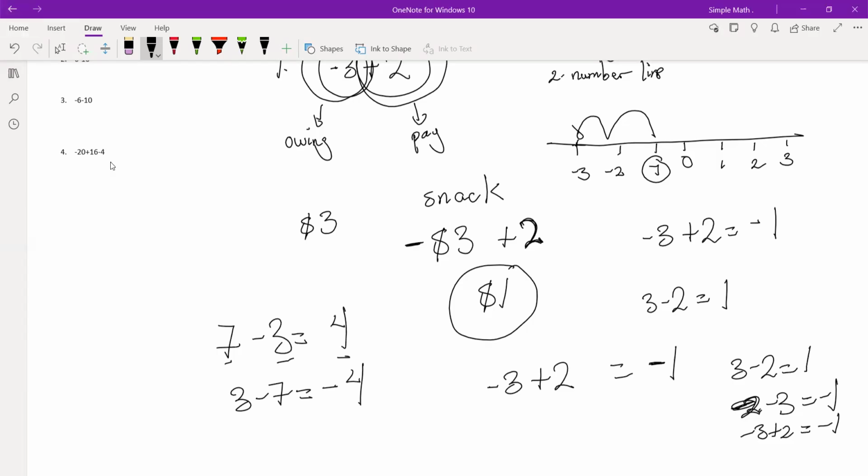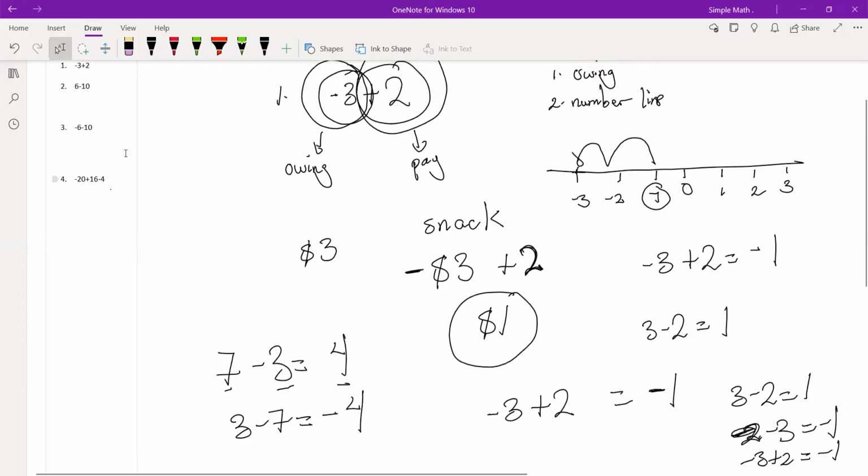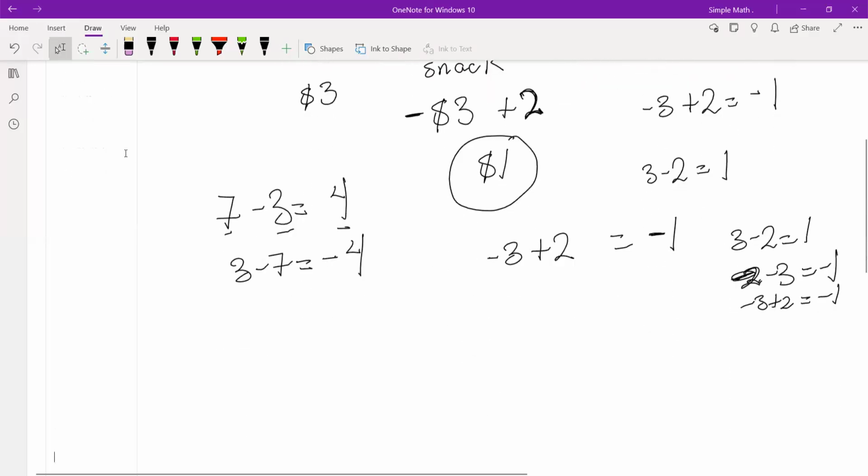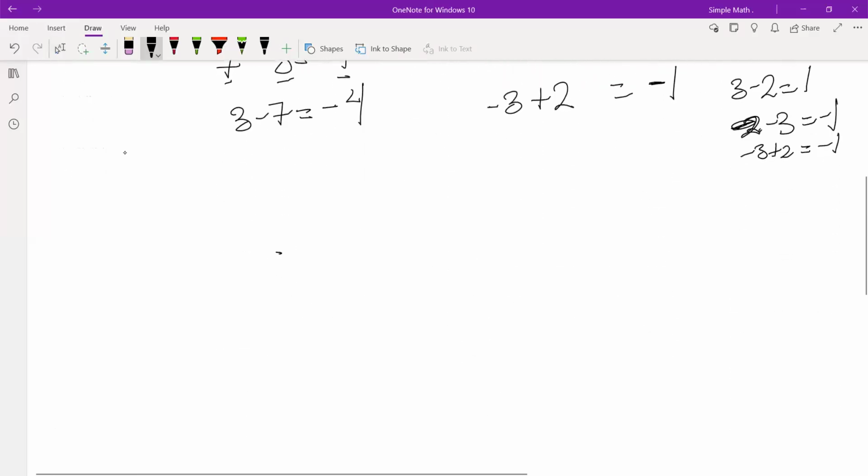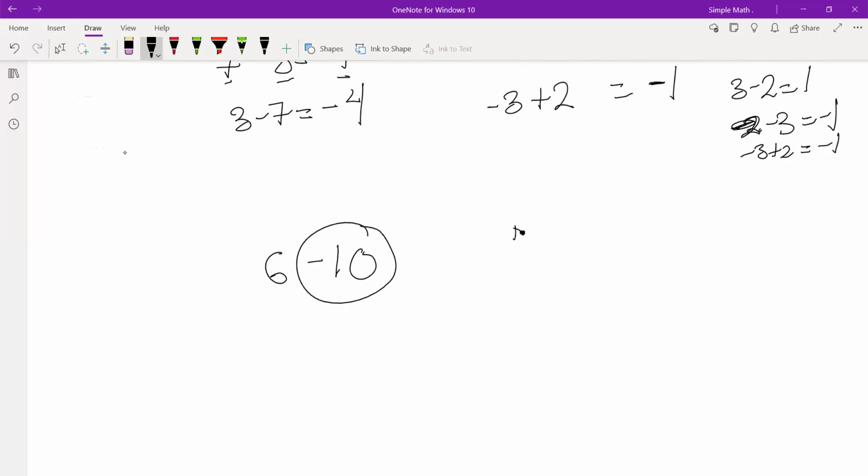But let's go to number 2. We have 6 minus 10. So again, you can use the concept of somebody owes you $10, but then they just pay 6. So how much do they owe you now? They owe you $4. So they're owing you, so that's going to be a minus sign.